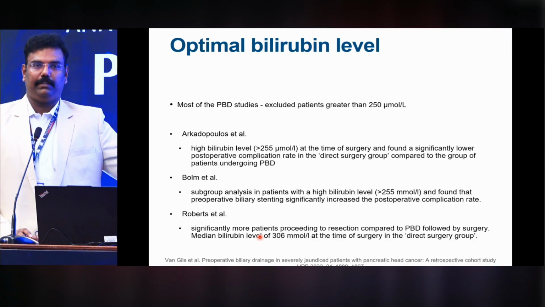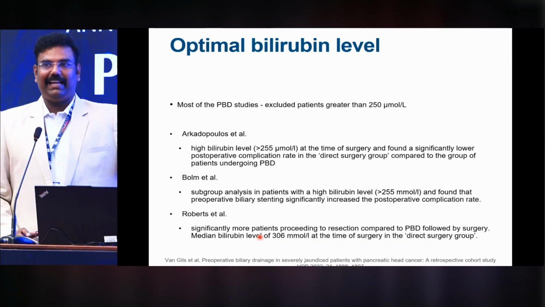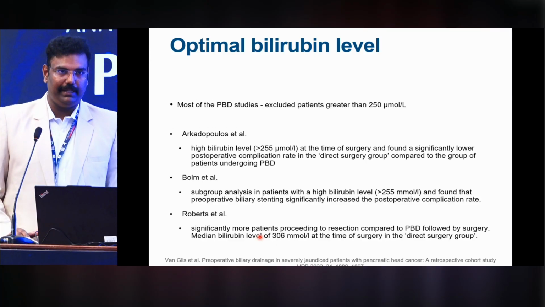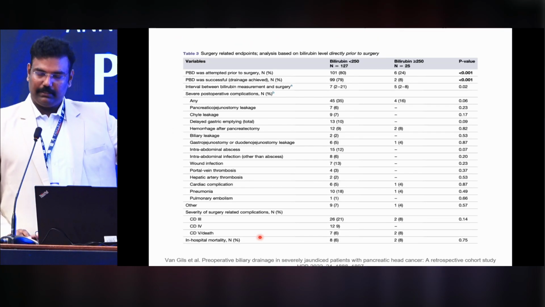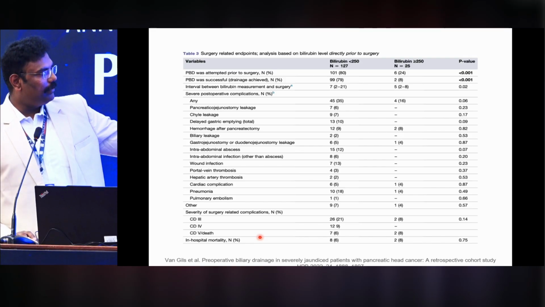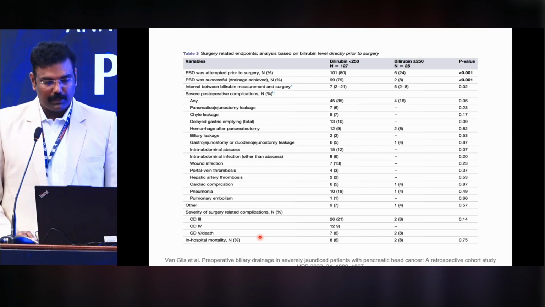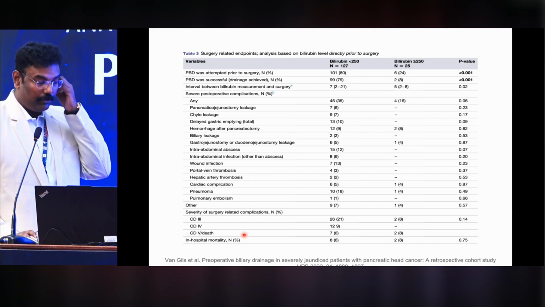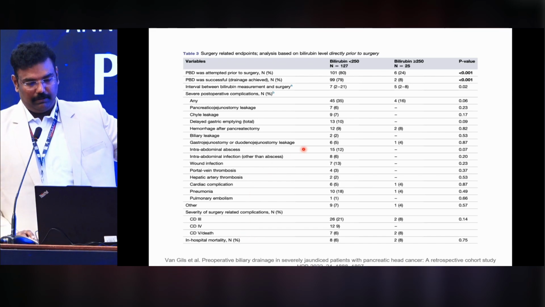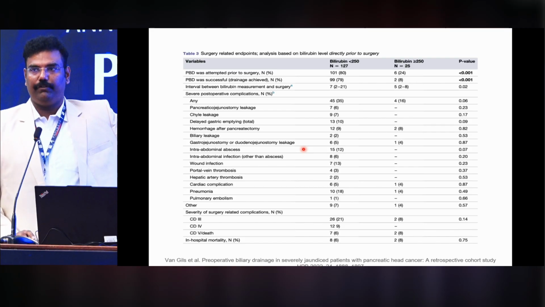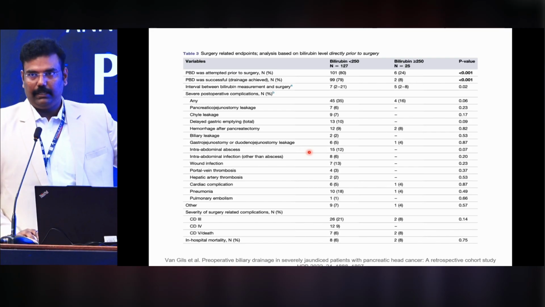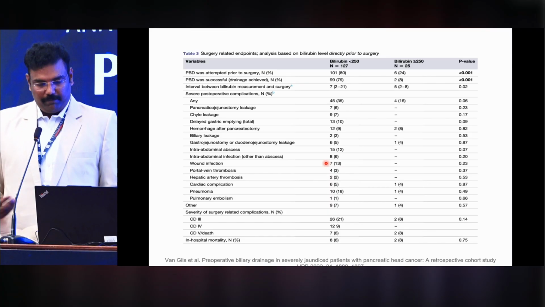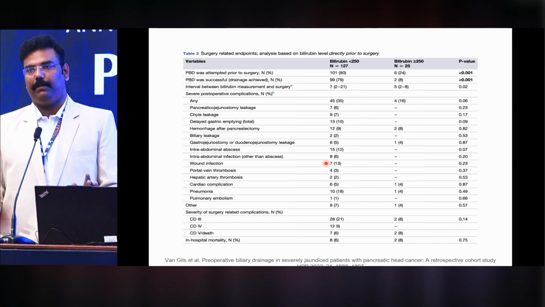So all these retrospective studies still showed that direct surgery was better or equal to patients who had undergone preoperative biliary drainage. This was again a nice article published in HPB 2022 from the Dutch group, but not the pancreatic surgery group, which showed, irrespective of the value, more than 250 or less than 250, the complication rates were similar. So there is no point in draining them before surgery just for the sake of hyperbilirubinemia.